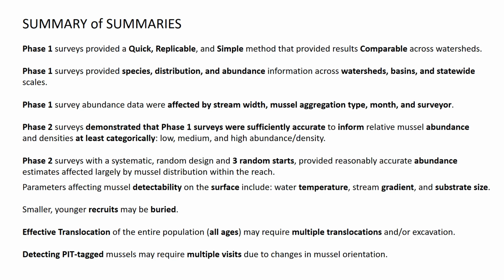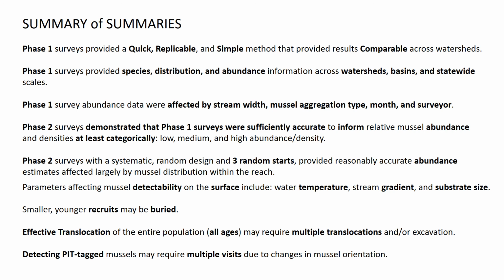The summary of the summaries then. Phase 1 surveys provided a quick, replicable, and simple method that provided results comparable across watersheds. Phase 1 surveys provided species distribution and abundance information across watersheds, basins, and statewide scales. Phase 1 survey abundance data were affected by stream width, mussel aggregation type, month, and surveyor.